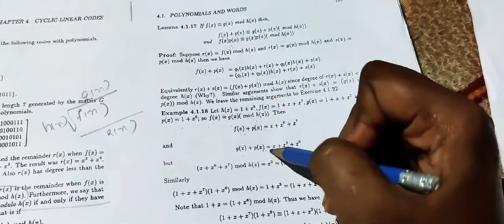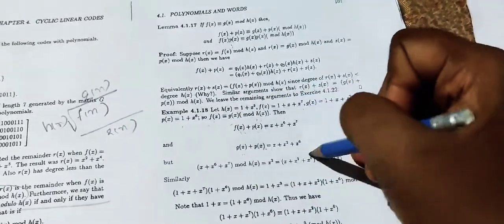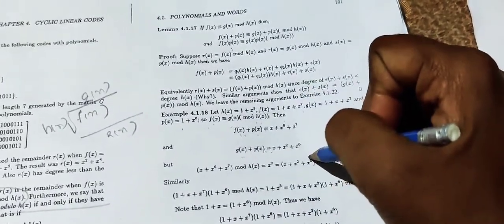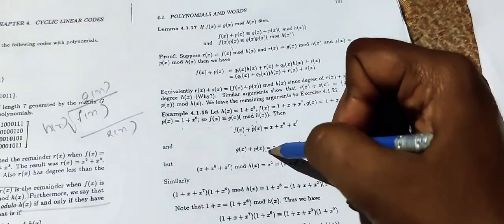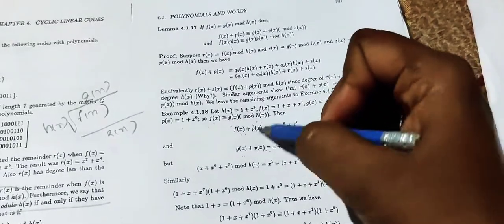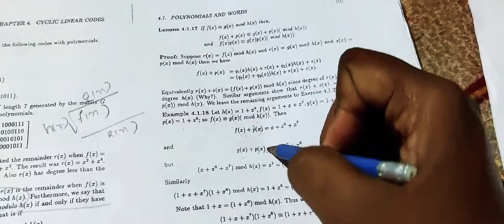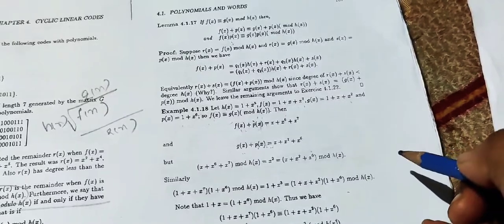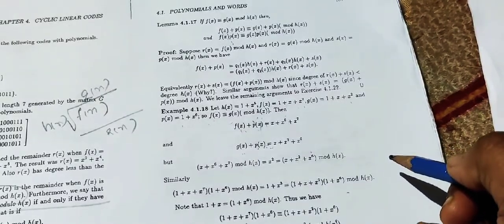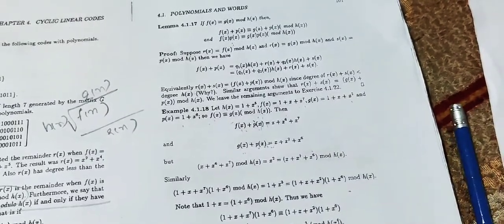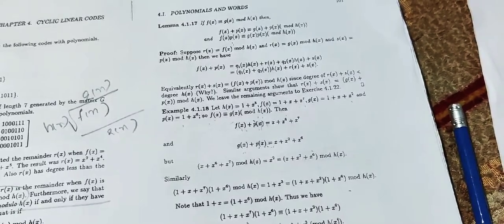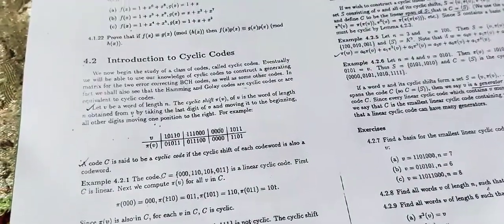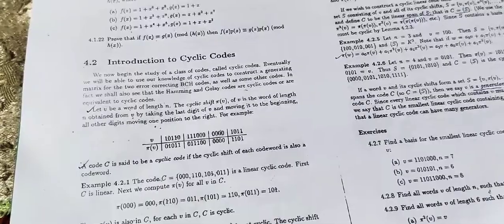So both of them are divided by H of x, and we get the same remainder for these functions. We can say that these two functions are equivalent, or congruent mod H. Okay. So the product is similar. So this is the problem. Next section is an introduction to cyclic codes.